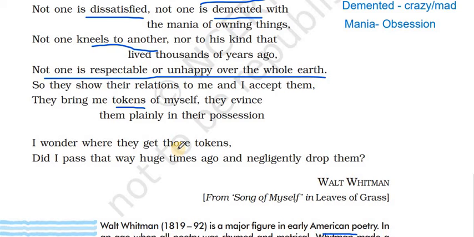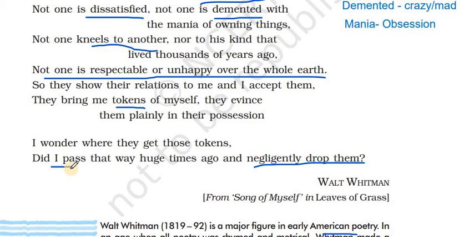When we humans were formed thousands of years ago, 1 lakh years ago almost, we had all these good qualities, but over the period of evolution, we have lost those good qualities and we have become so selfish. Did I pass that way huge times ago and negligently drop them? He says, did I pass? Here, I refers to not just the poet, the whole humanity itself. Drop them refers to dropping the tokens. What are the tokens? The good qualities that we humans used to have, that love, care, compassion, all this is gone. So he says, did I pass? Did I drop such good qualities long back ago?